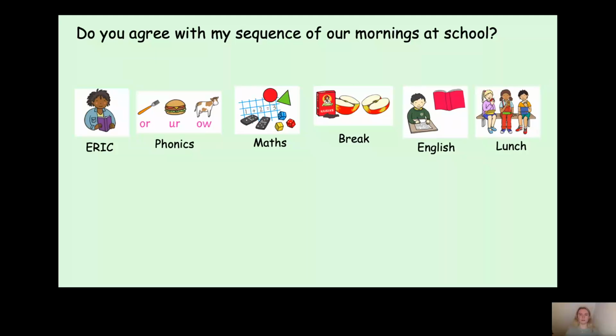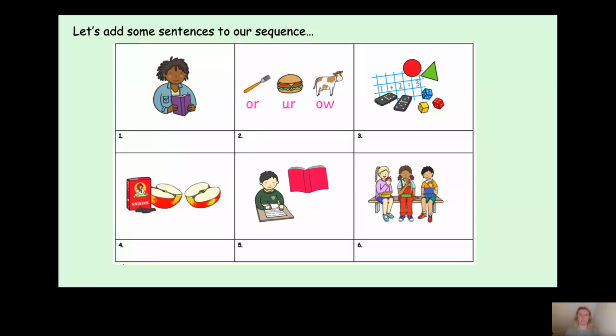Brilliant. So now, have we got our sequence correct? So we've got Eric, phonics, maths, break, English and lunch. Yes, our sequence is correct now. They're in chronological order, the order that they happen in. Fantastic. So now that we've done that, I want to add some sentences to our sequence. So just a simple sentence saying what is happening.